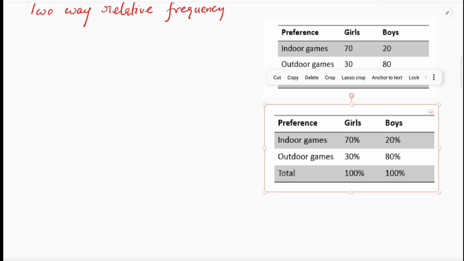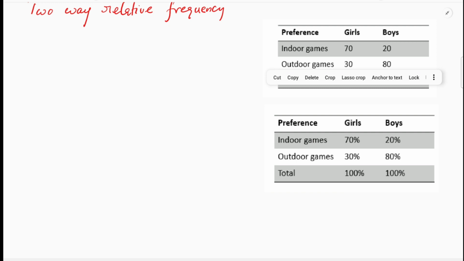A two-way frequency table represents what percentage of the data points fit in each category. We take the help of two-way relative frequency or column relative frequency. It depends on the context of the problem.